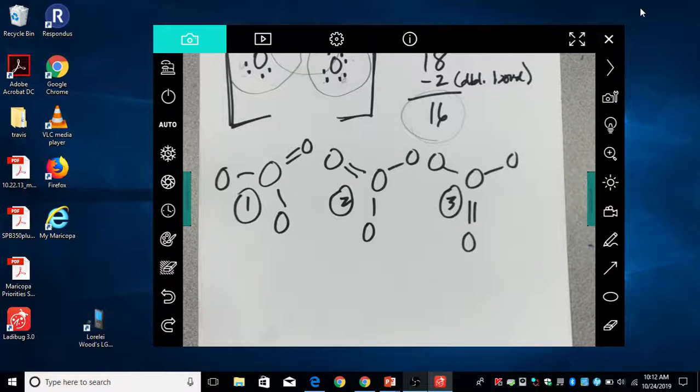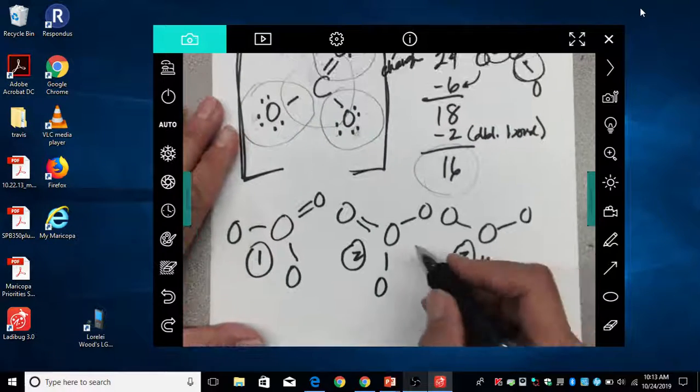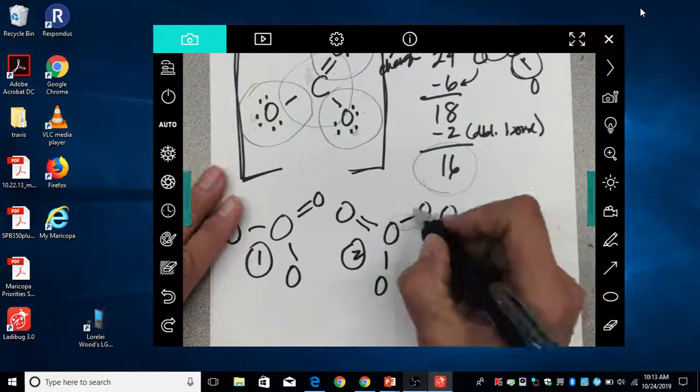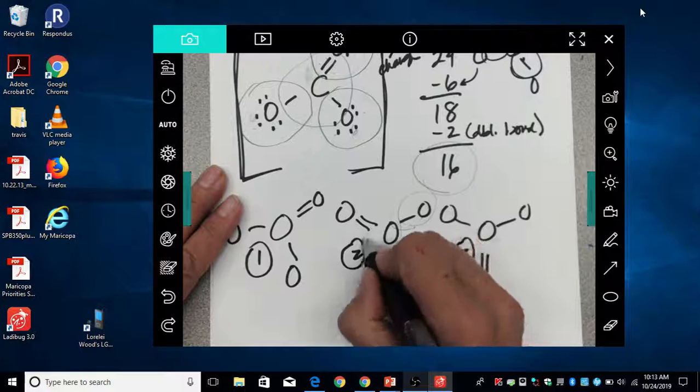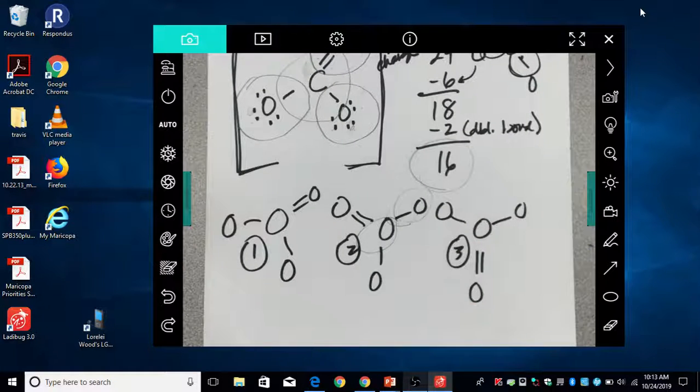The octet occurs when elements share electrons, and each element considers the pair or multiple pairs that's shared in between them as belonging to them. So like for this one. And the reason that's true is, say for example, this pair of electrons, they spend some time around this oxygen, they spend some time around this oxygen, so it sort of fools the oxygens into thinking that they've got their full octet.